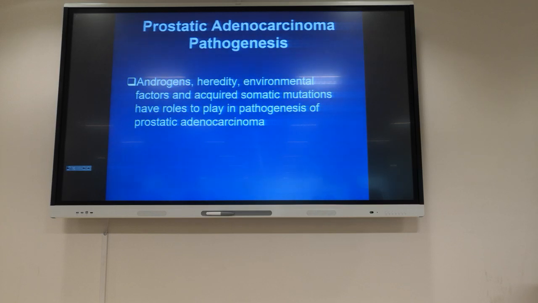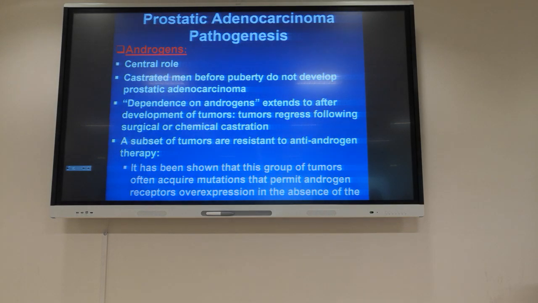There are actually a significant number of acquired somatic mutations that we'll talk about, also some epigenetics related to the pathogenesis of prostatic adenocarcinoma. So androgen is the central role. This is actually the ground zero for the development of prostatic adenocarcinoma. I did mention to you the example of castrated men and also men with syndromes of androgen insensitivity. Now, one thing I want you to know is that it is not only there to kickstart the process, but also to maintain the tumor.